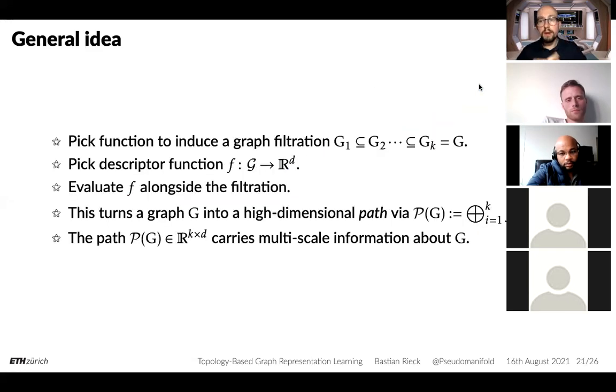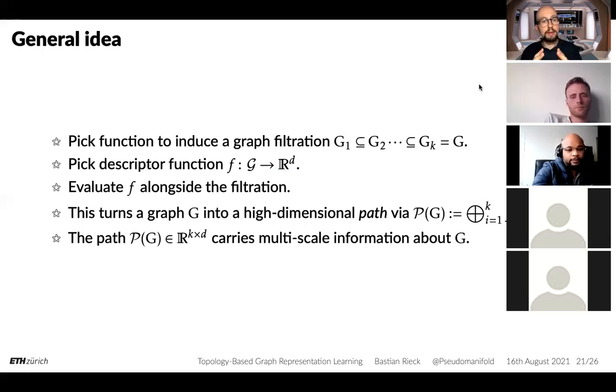Specifically, we can do the following. We can pick a function to induce some graph filtration. So any graph descriptor function will do. We could, for instance, use the weights if a graph has some, but we'll also see some examples of this. Then we pick some descriptor function, so something that turns our graph into a high-dimensional feature vector. And this could be a graph neural network if we want to be really fancy, but in our example, we actually looked at very simplistic functions and just used the node label histogram count.